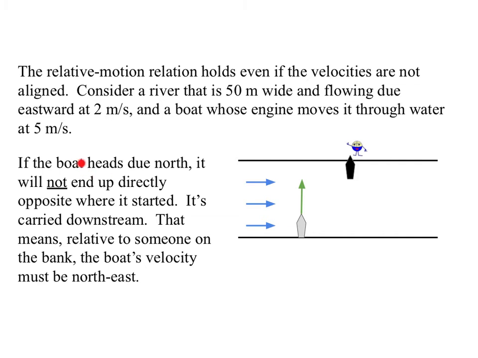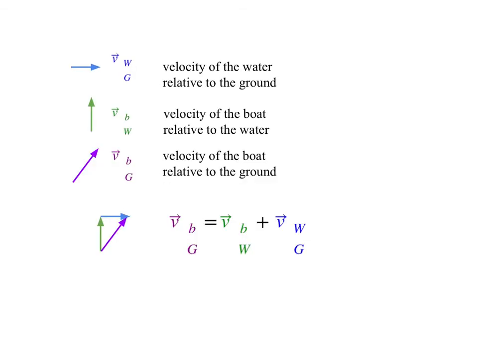If the boat heads due north, it does not end up directly across, right? So we head due north. We don't end up over here. The river carries it downstream some amount. So somebody standing on the shore wouldn't see it move this way. They'd see it drift over this way. They would say the velocity is at some angle, to the northeast in this case, and we're going to find that velocity.